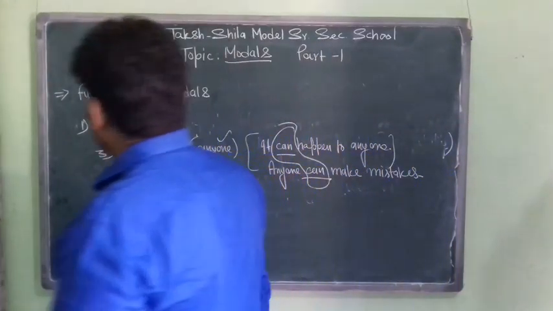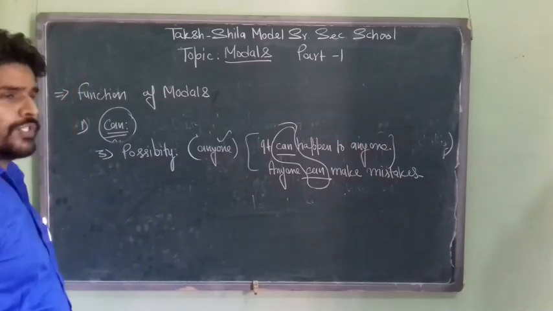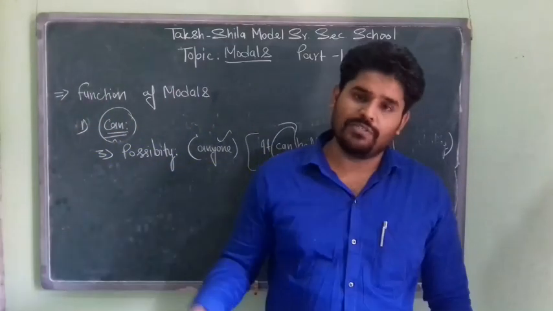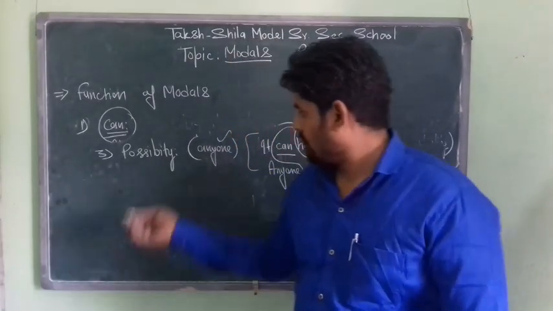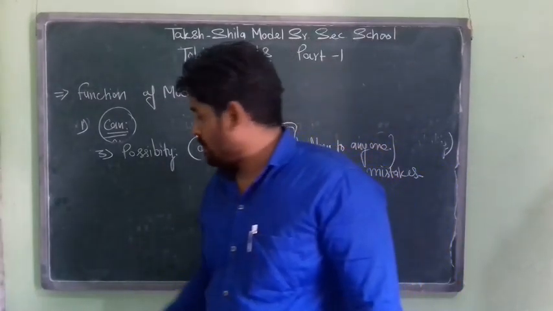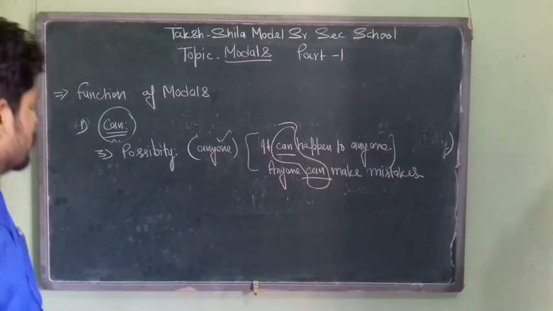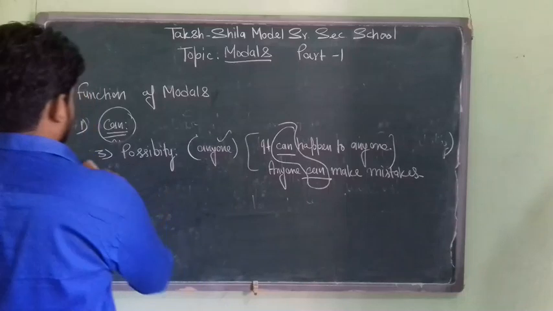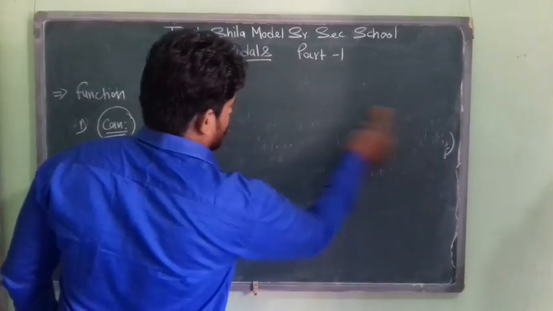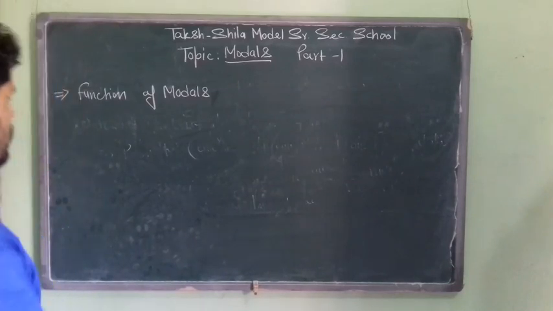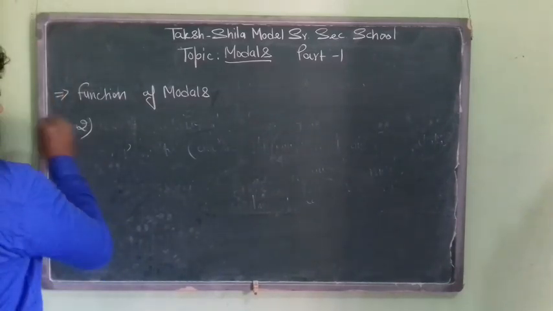So students, here we have just discussed that can be used to express what? Permission, ability, capacity, power and possibility. So students, here we have just done the use of can. Now let us move on to the use of could. This is the second modal auxiliary verb. So here we are going to discuss could.